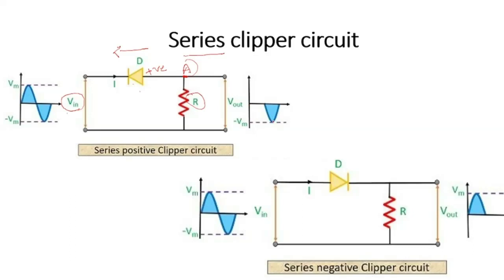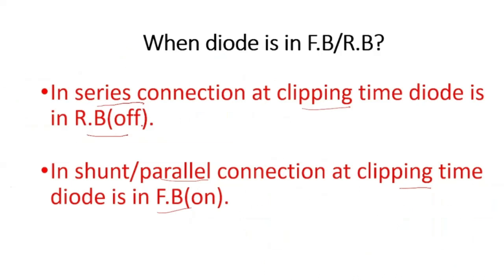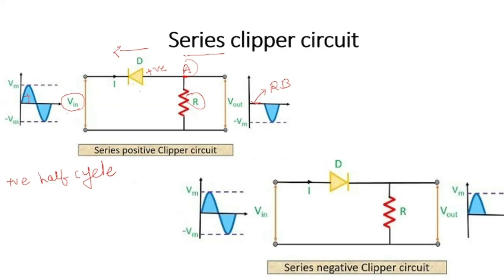So how do we write it? First we have to write for the first positive half cycle. What happens? In a series connection, at clipping time the diode is in reverse bias. This is our second rule. In a series connection, at clipping time the diode is in reverse bias, meaning it remains off. So here the diode is in reverse bias, so it is in the off condition. It is replaced by an open circuit. So the output voltage is equal to 0, and here the output voltage is equal to V in.